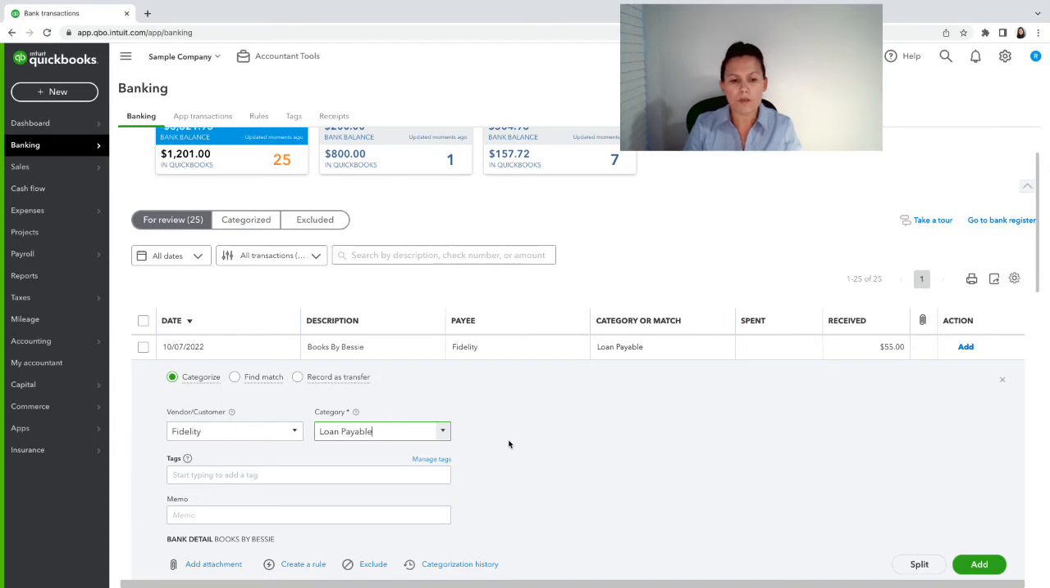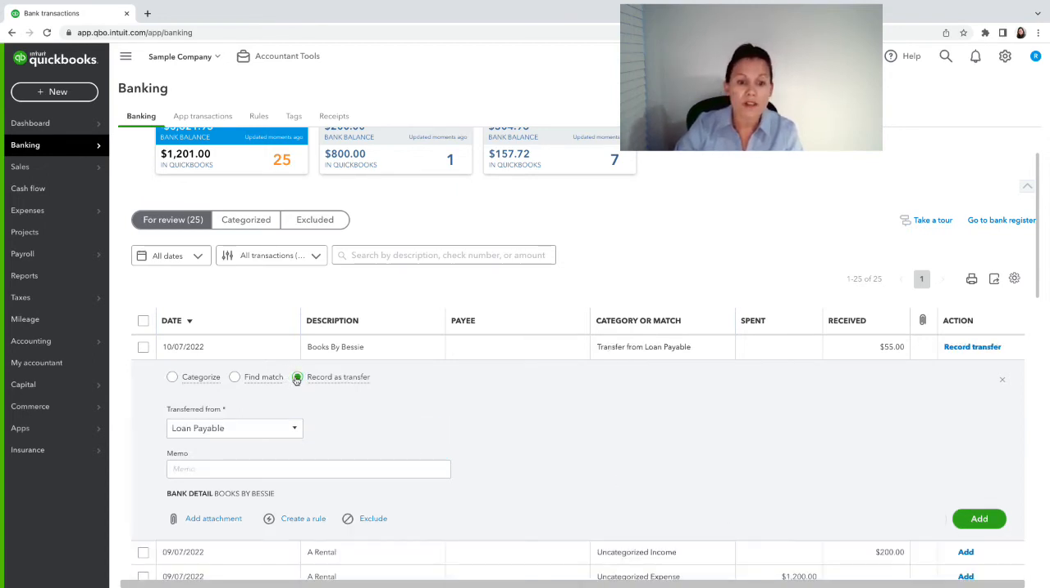Now keep in mind when you're recording this payment, make sure that you have recorded the loan balance originally. If not, you're going to have a negative amount in the loan, which means you're paying more than what you owe on the loan. Okay, so like I said, you can categorize, put Fidelity, loan payable, and add it this way by categorizing, or you can record it as a transfer to loan payable because this is a liability account. So the only one that I cannot record as a transfer is if it is an expense or a deposit.